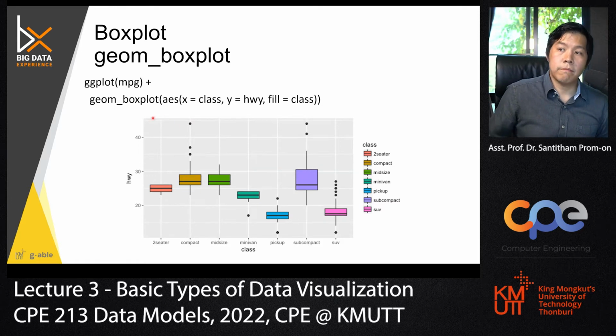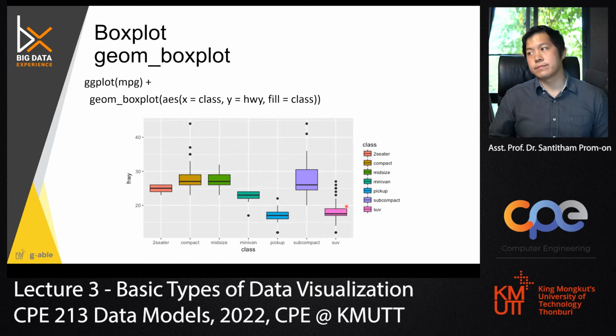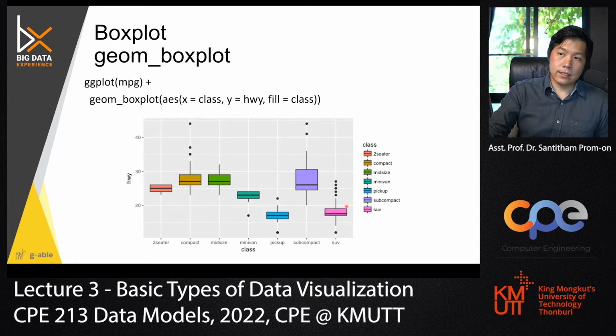You can create a box plot by specifying that X should be mapped to class and Y should be mapped to some value, which is hwy. And for color here, I use class to fill in so that you have different columns with different colors. This is the box plot.